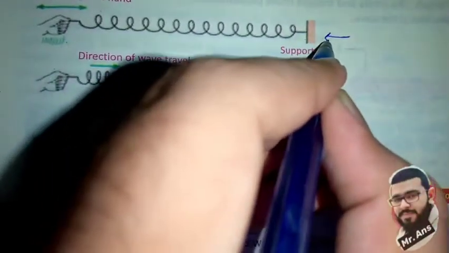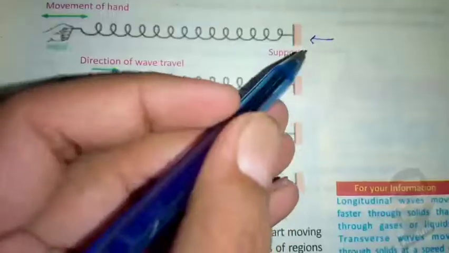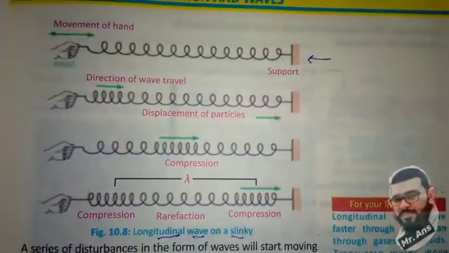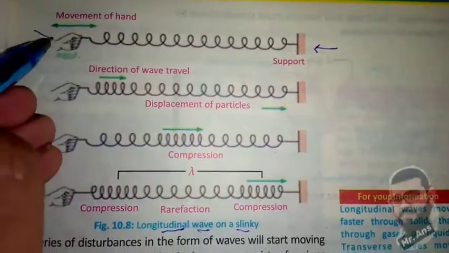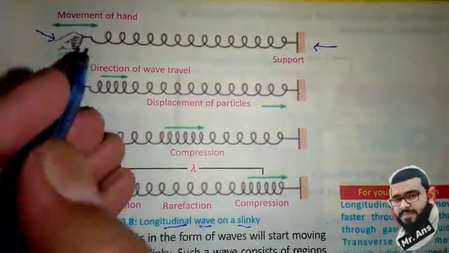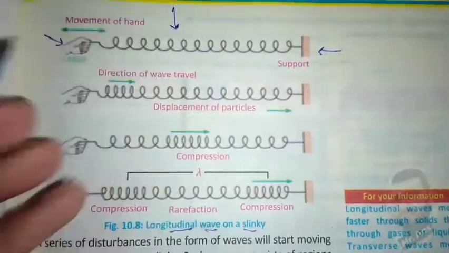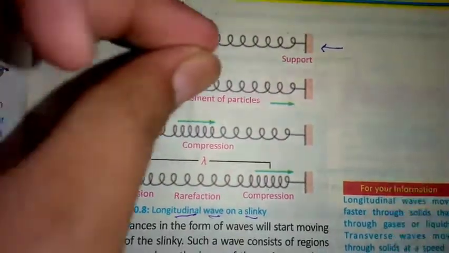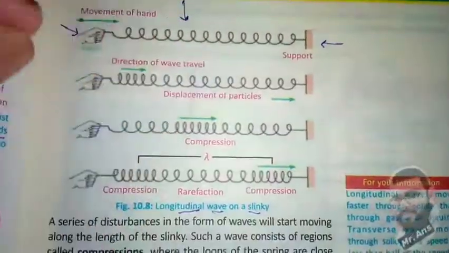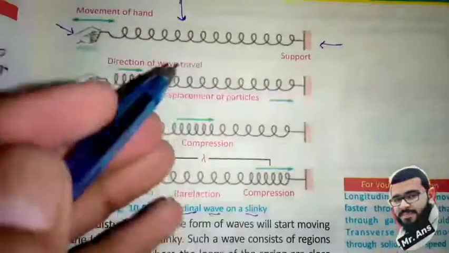So the very first thing, we have this board. This is a rigid body which is fixed permanently. This is your hand. In the hand you have this spring. Now you are moving your hand. This is the movement of your hand, and this spring is going upside, forward and backward.